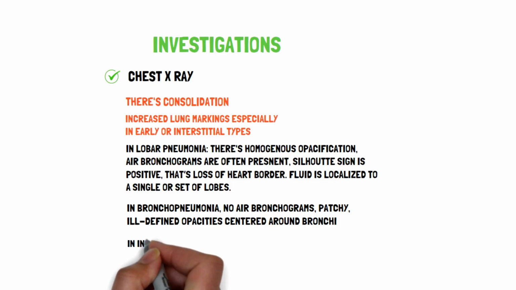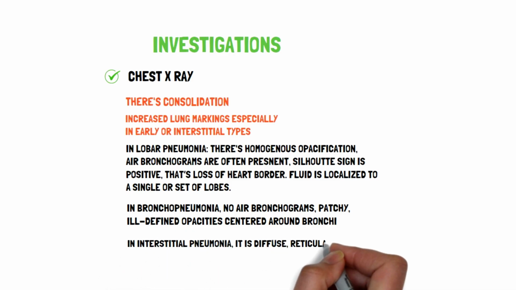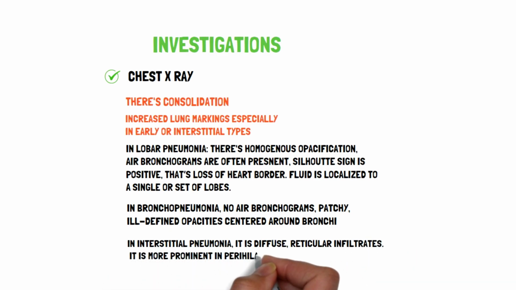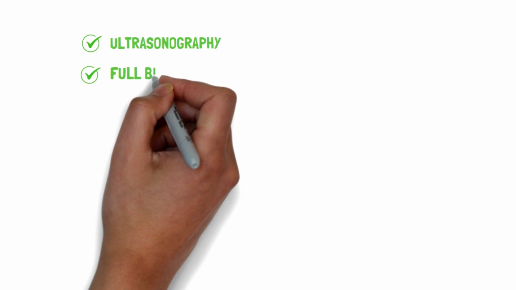What are our findings in interstitial pneumonia? So opacification may be diffuse, with reticular infiltrates. It is more prominent in the perihilar and lower lung zones. Another investigation we may do is ultrasonography, and this is highly sensitive and specific in diagnosing pneumonia by determining lung consolidations or effusions. We also do our full blood count.